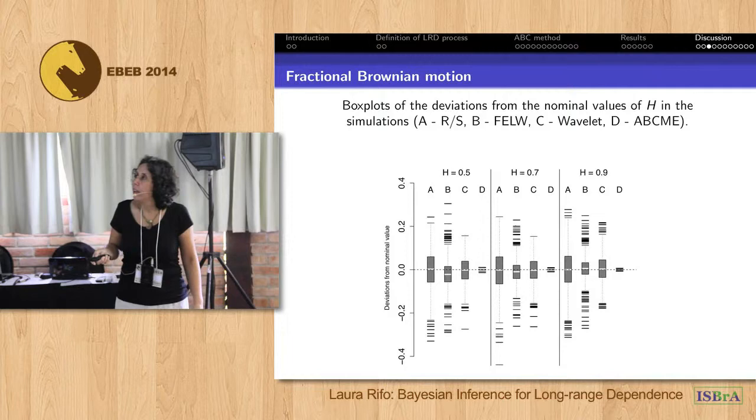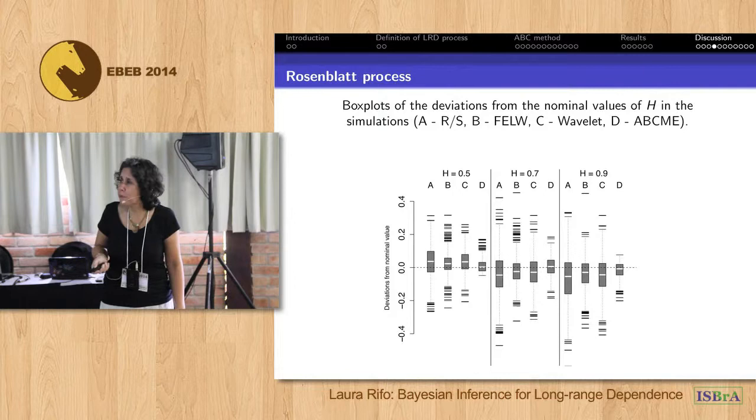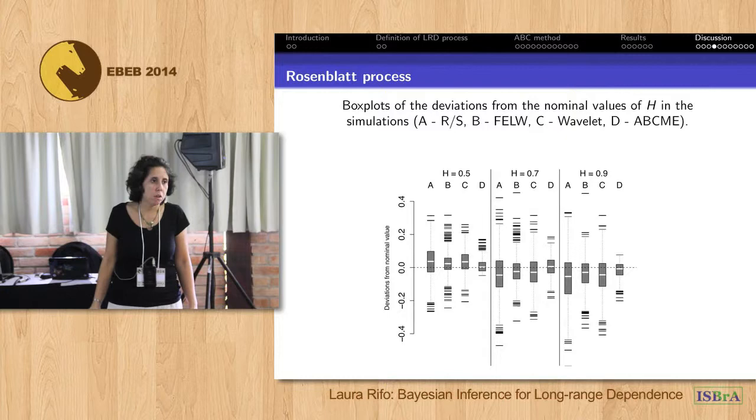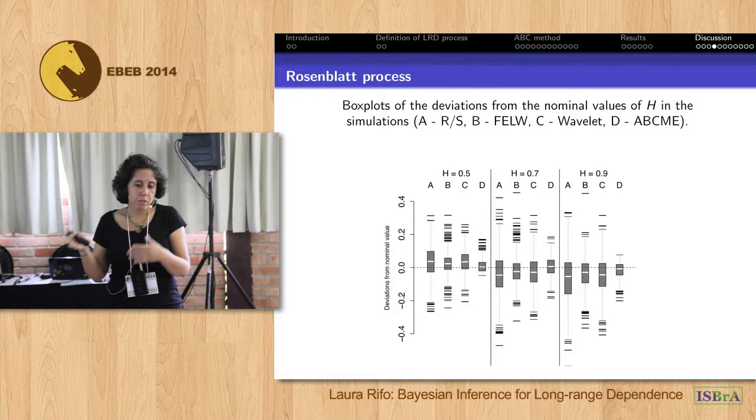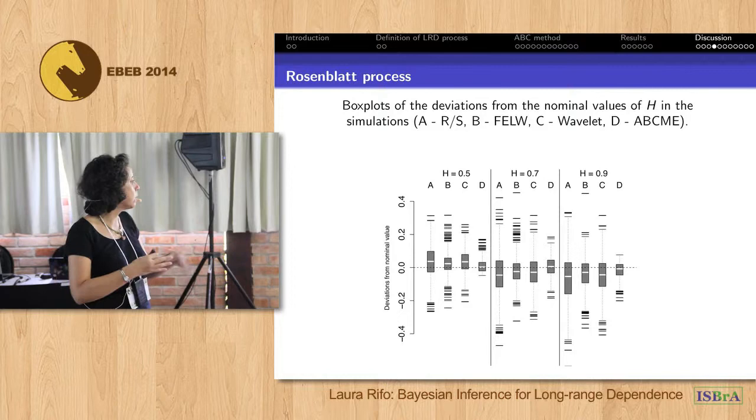And for the Rosenblatt process, we have also the best results among all the other alternatives that have usually appeared in the literature. Okay, so we think that our method of approximating the posterior distribution by the ABC using different statistics works very well for our proposal.